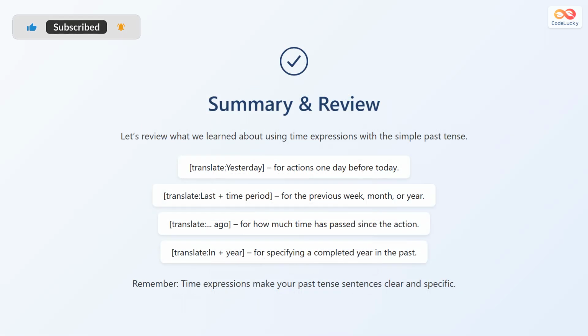We learned that the simple past tense often uses time expressions to show when actions happened. Use yesterday for something one day before today. Use last for the previous week, month, or year. Use ago to show how much time has passed. Use in plus a year to specify a completed year in the past. These expressions make your sentences clear and easy to understand when talking about the past.